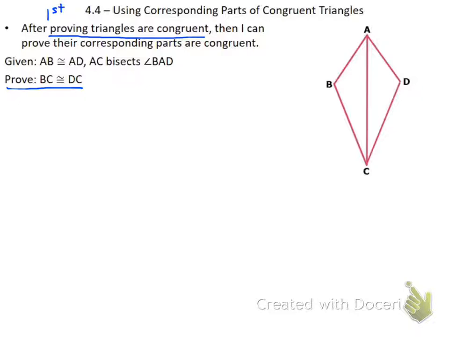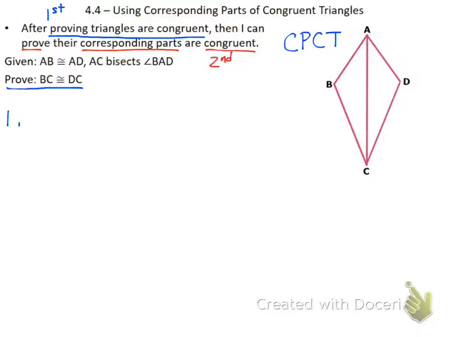just like we've been doing by SAS, SSS, ASA, or AAS. And then the second thing that I'm going to do is, once I prove the triangles are congruent, I'm going to prove that their corresponding parts are also congruent. So that'll be the second thing that we do. So with each of these proofs, the first thing I'm going to do is prove that my triangles are equal. Once I do that, on the right hand side, I'm going to use something called CPCT, which stands for corresponding parts of congruent triangles.